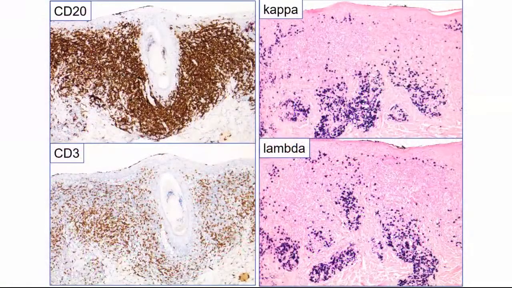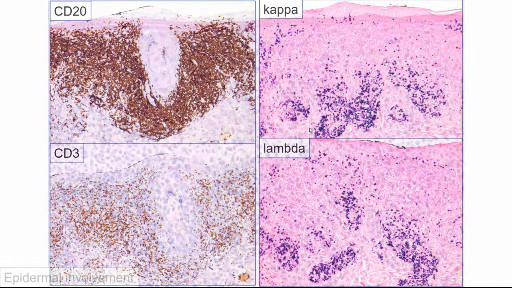When we look at immunophenotyping, you can see that there are numerous B cells and fewer T cells. So that would raise the question of lymphoma. But if you look with in situ hybridization for kappa and lambda, the plasma cells are beautifully polytypic. And if you had a MALT lymphoma in the skin with that many plasma cells, you would really be shocked if the plasma cells were not clonal. But here, these plasma cells are polytypic. So that speaks against MALT lymphoma.